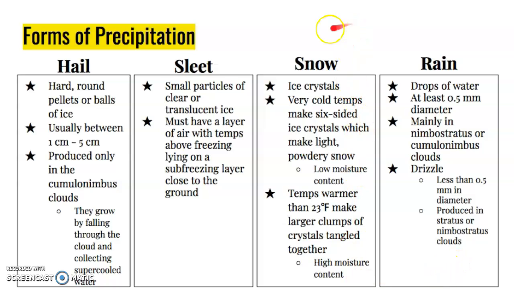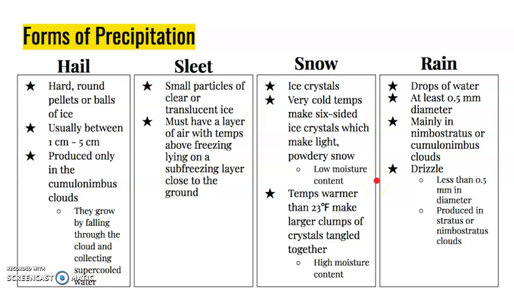Next we have snow, and snow is made out of ice crystals. So we have very cold temperatures that make these six-sided ice crystals, and they collect and make powdery snow. So this is when you have super cold temperatures. This is like the snow that you see skiers skiing on, or you hear them talking about, like the powdery snow. That is this kind. It has a low moisture content.